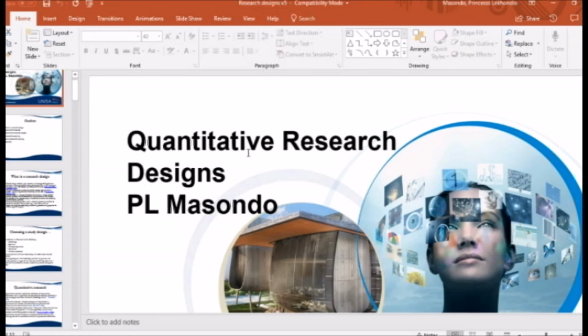As it has been mentioned, I'm Princess Masondo, and I'm from the School of Graduate Studies. I'm the statistician there, and I'm going to be facilitating the workshop. The theme of the workshop is quantitative research designs.